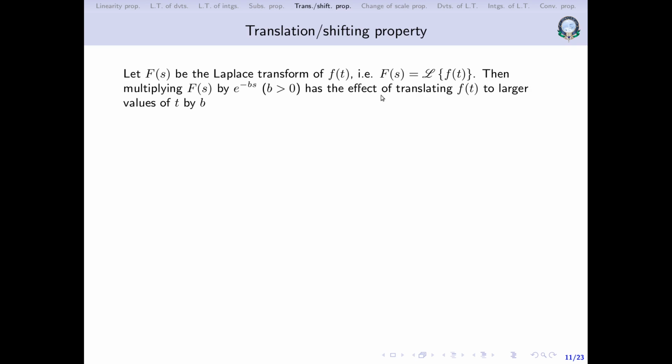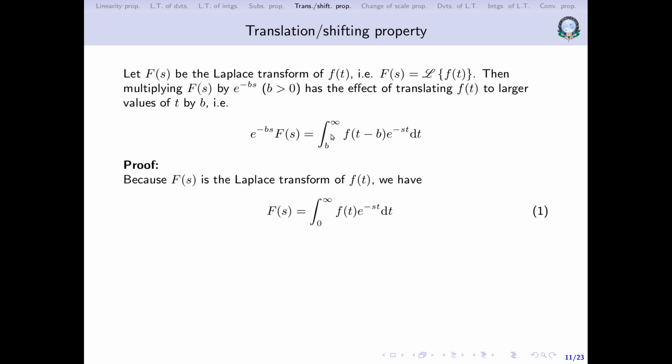Then we find that this has the effect of translating the original function to larger values. So if you multiply the Laplace transform with e to the power minus bs, this is equivalent to shifting the original function to higher values of t. So the Laplace transform becomes f of t minus b. Earlier it was f of t e to the power minus st dt. That means you are going to higher values of t, because I have assumed b to be positive. Earlier the integration was from 0 to infinity. Now the limits of integration will become from b to infinity.